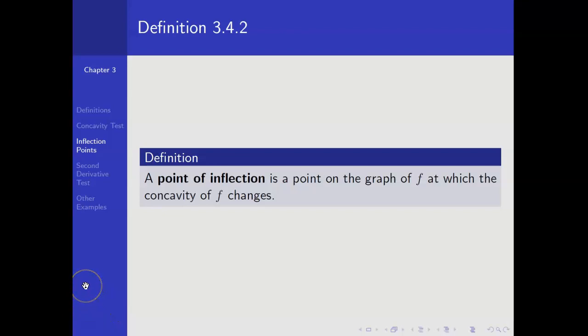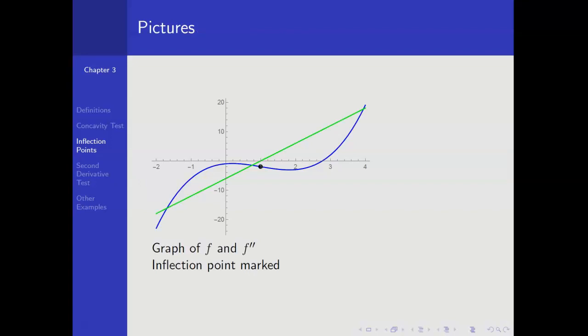This leads us to our next definition, which is about points of inflection. A point of inflection is a point on the graph of f at which the concavity of f changes. So we're going to look at our graphs again. We're going to look at these examples where we have the graph of f and the second derivative on the same graph. Blue is the graph of f, and the second derivative is the green graph.